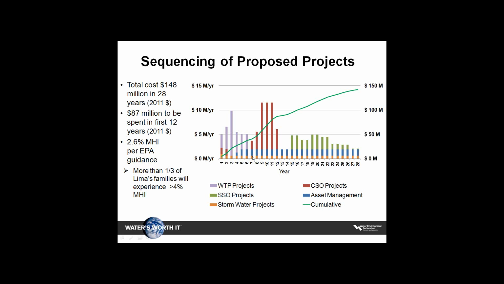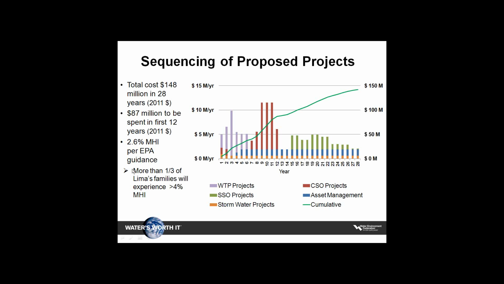And this is the sequencing of the proposed events. Again, it's $148 million in 28 years. $87 million of it will be spent in the first 12 years. And again, part of the issue I'll go through here also is that when you use the criteria that the federal EPA uses on the CSO policy in their formula, we are at 2.6% of the median household income per their guidance.